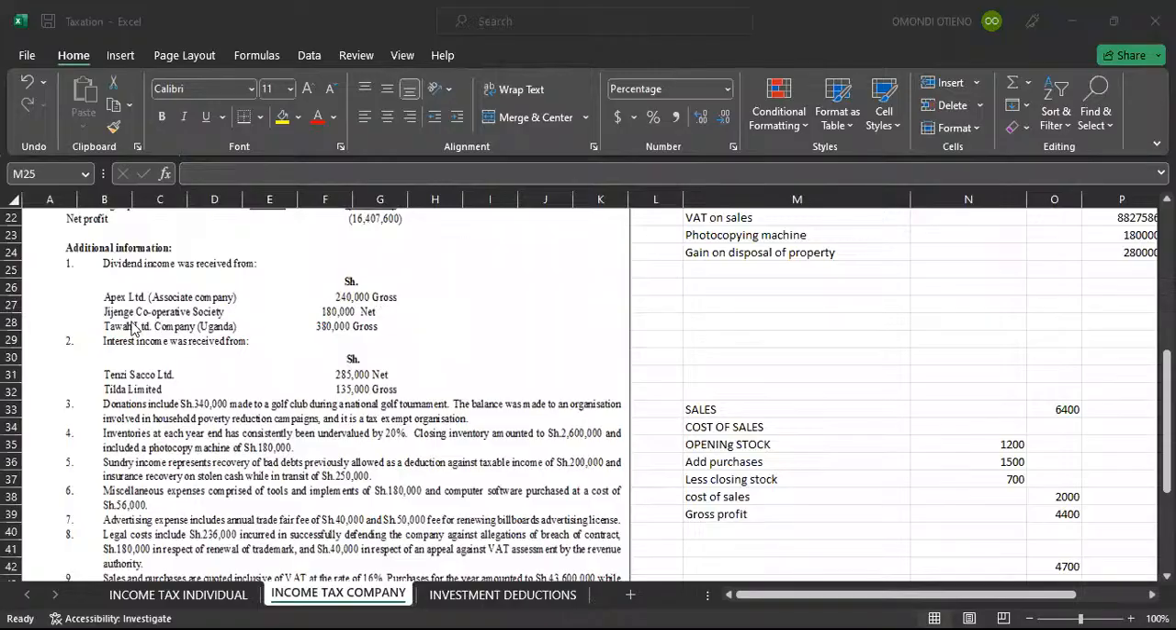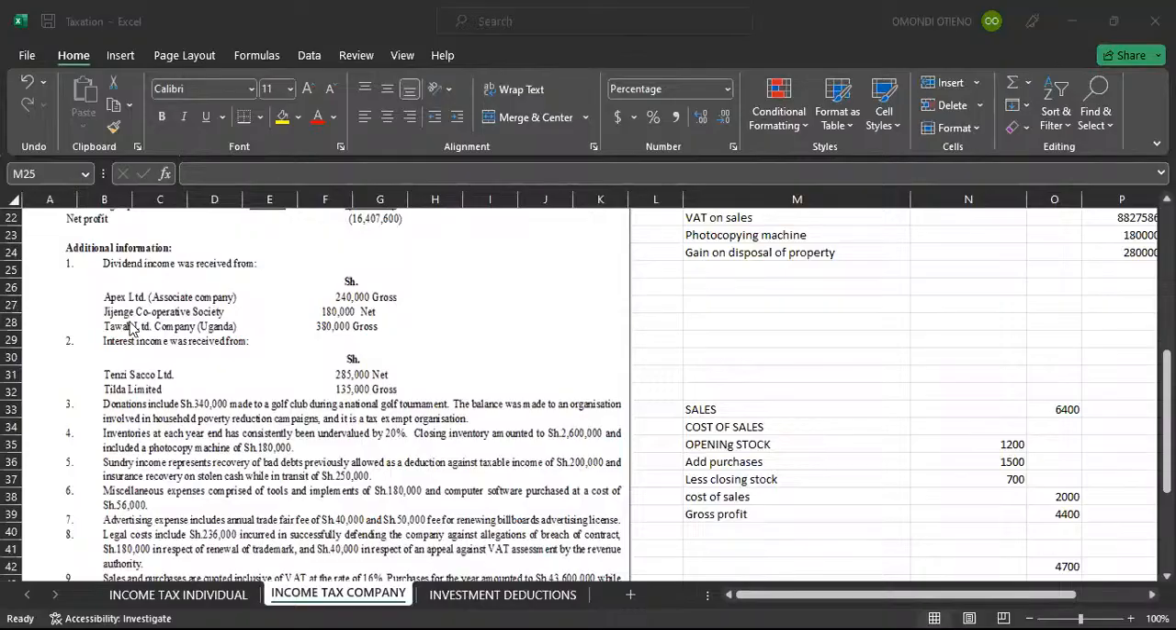Then we have Jijenge Cooperative Society, with a value of 180,000. That is the dividends received from Jijenge Cooperative Society. So the dividends from cooperative societies are subjected to a withholding tax of what rate? They are subjected to withholding tax of what rate?